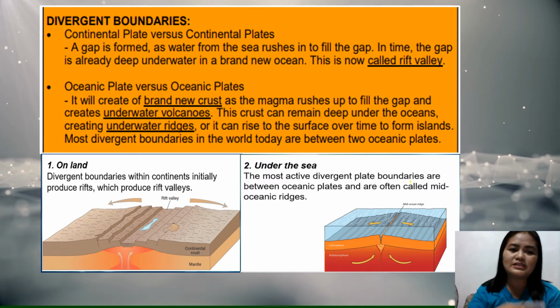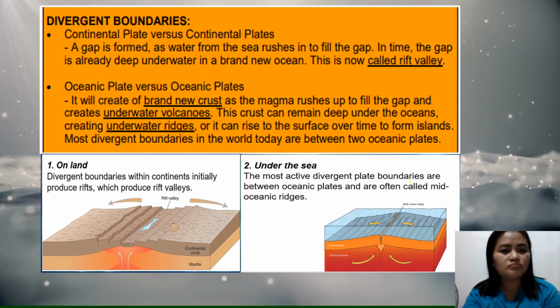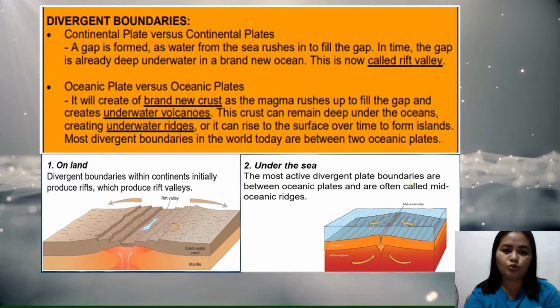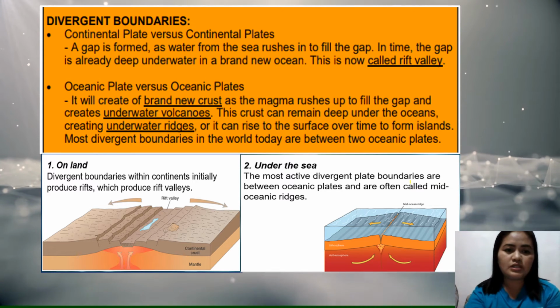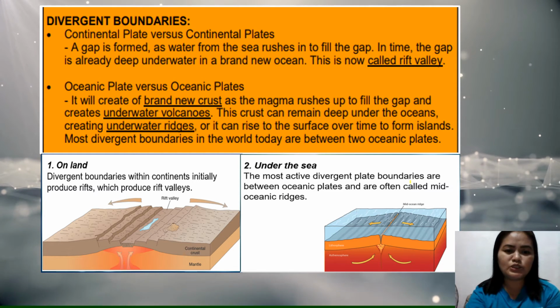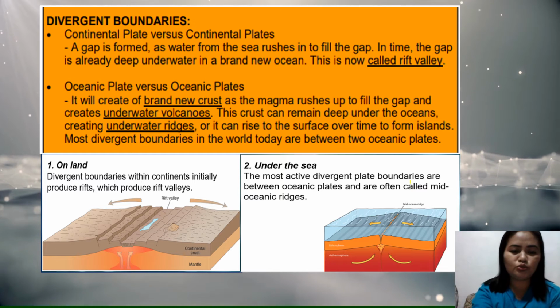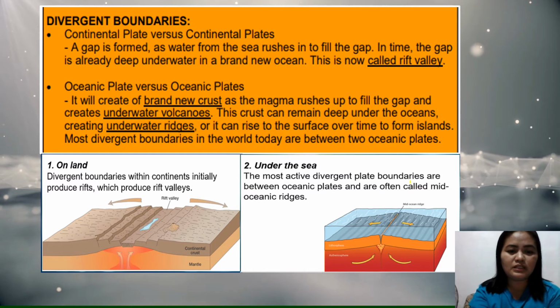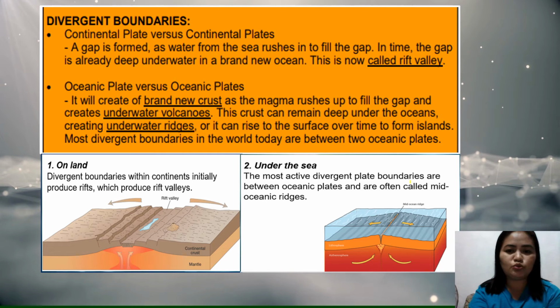So let's try to translate this. Divergent boundaries or the divergence between two oceanic plates. So sa divergent boundary daw inland, ang mabubuo ay brand new ocean kasi nga lumalabas yung tubig dyan sa space. And then, yung gap na yan, in time, magiging sa ilalim na siya ng tubig. Ang tawag ay Rift Valley daw.